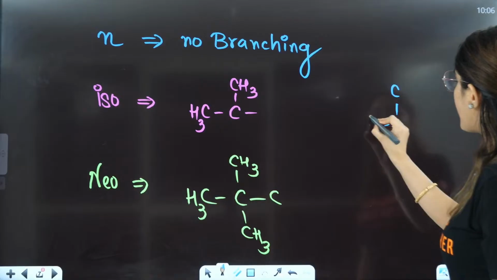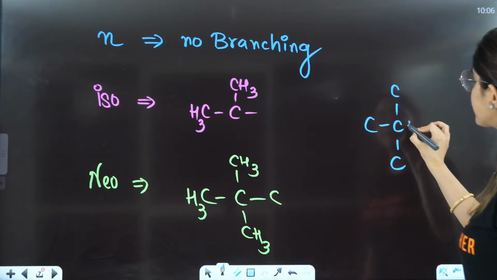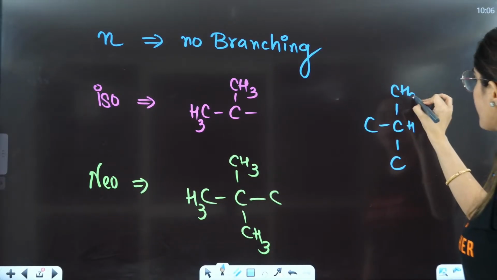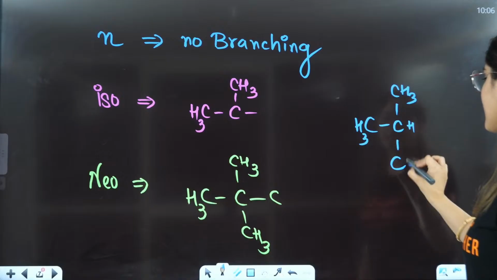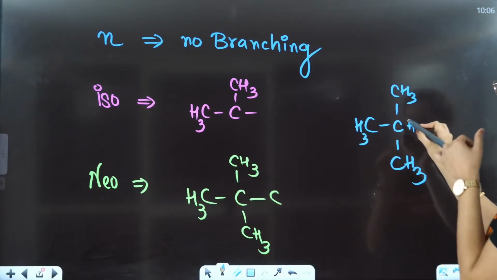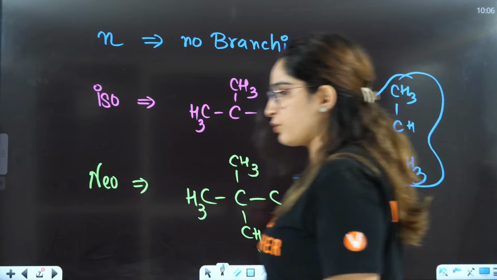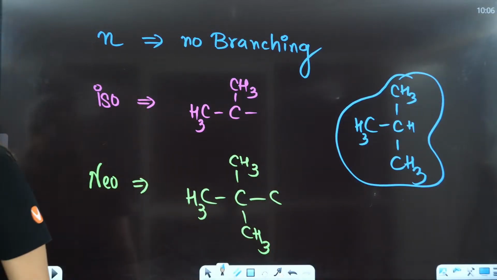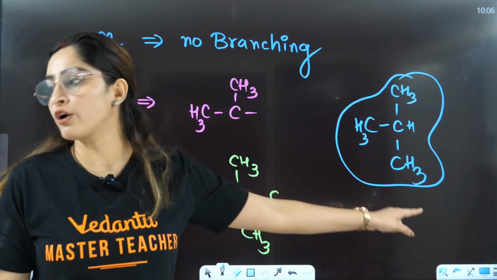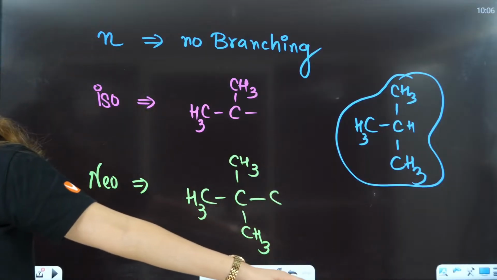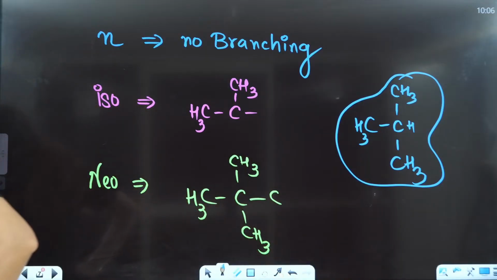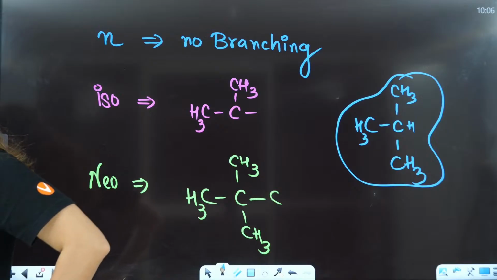Because then you think, ma'am, this is 1 carbon, is this group also neo? 1, 2, 3, yes. Tell me, can I say this group is neo? Everybody tell me, can I say this group is neo or not? Everybody in the chat box. Yes, N, iso, yes, yes.